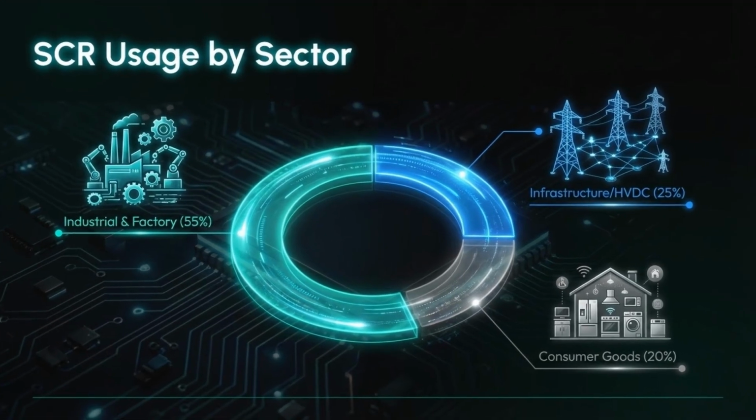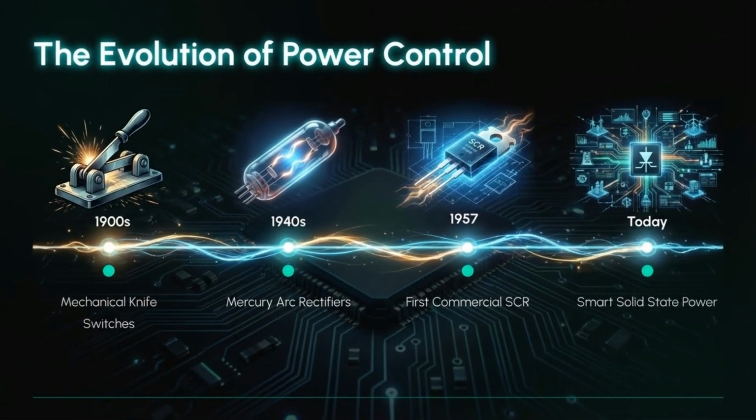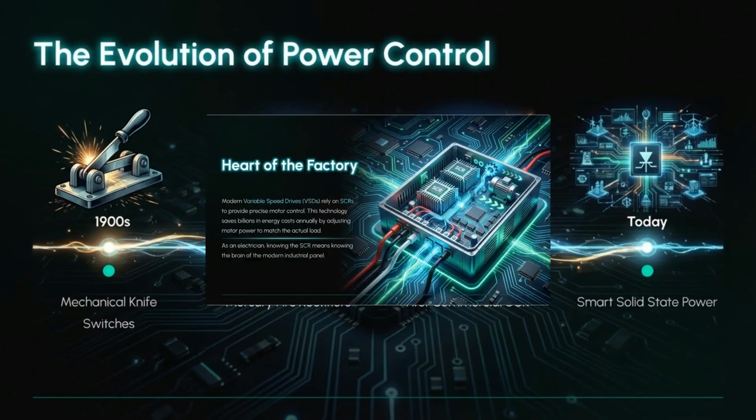SCR usage is widespread. Industrial and factory applications account for 55%, infrastructure and high-voltage DC for 25%, and consumer goods for 20%. The evolution of power control moved from 1900s mechanical knife switches to 1940s mercury arc rectifiers. The first commercial SCR appeared in 1957, paving the way for today's smart solid-state power control.